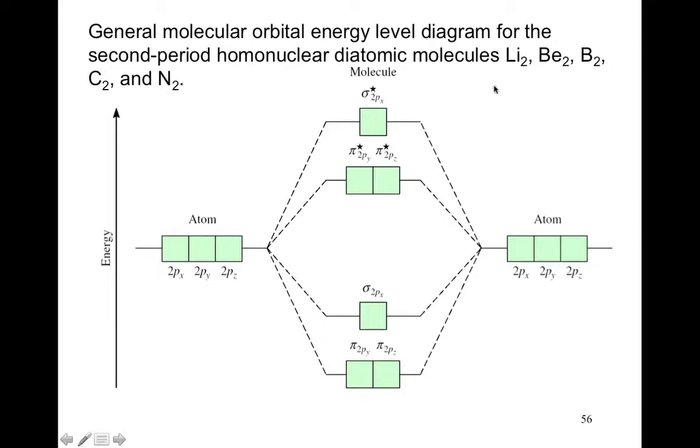General molecular orbital energy level diagrams for second period homonuclear diatomic molecules. Homonuclear means same nucleus, so a lithium bonded to a lithium, a beryllium bonded to a beryllium, a boron bonded to a boron, that kind of stuff. They have a particular order you have to fill these in. It's not just lowest energy to highest energy, which is really a downer, but I'm not going to make you memorize that because I think that's crazy, and I don't want to memorize it.